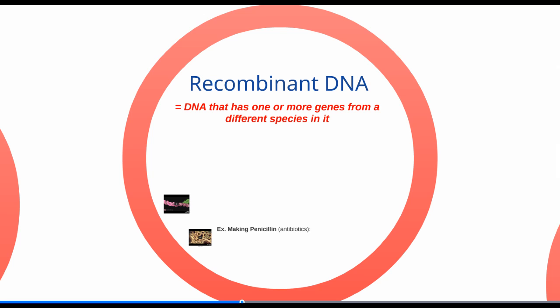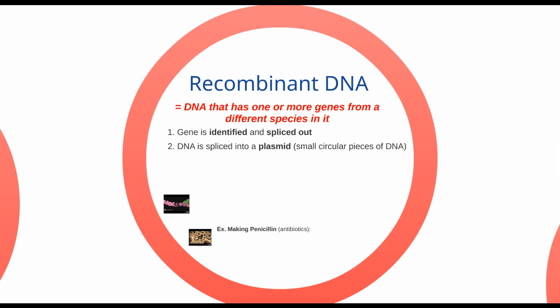So how does this actually happen? First, you identify a gene of interest from a particular organism, and it gets spliced out of the organism that normally carries it. And that individual gene is then spliced into something called a plasmid. And a plasmid is a very small circular piece of DNA. Plasmids are particularly good at moving around and invading different cells. So you can expose bacteria, for example, to a plasmid, and the plasmid will carry that little circle of DNA, including the desired gene, into your bacteria or other target organism.